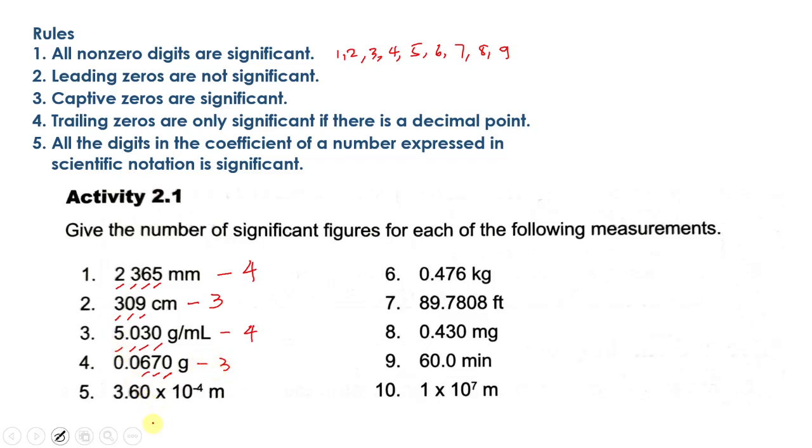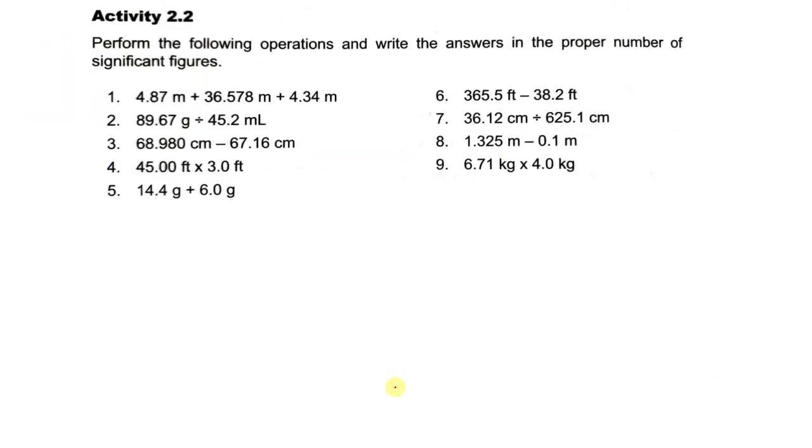Number 5, 3.60 times 10 to the power of negative 4. This one is in scientific notation. In this case, just look at the coefficient. This is the coefficient in this notation. So just count all the digits here. 1, 2, 3. So this one has 3 significant figures. And again, for this activity, you answer numbers 6 to 10. Let's go to the next activity.